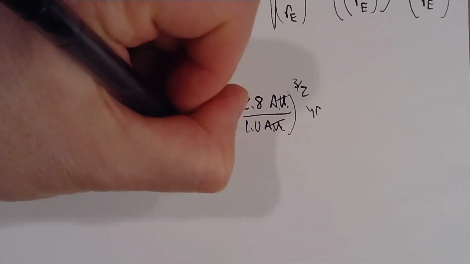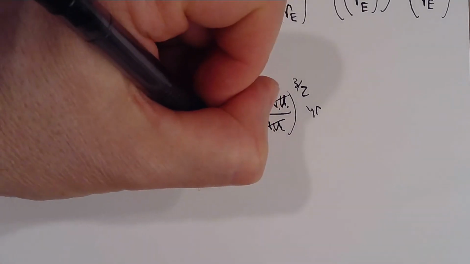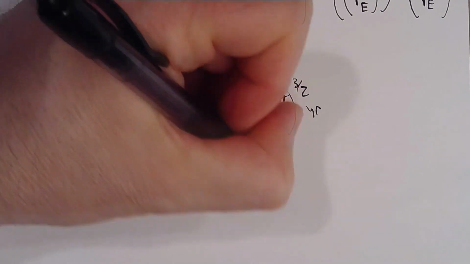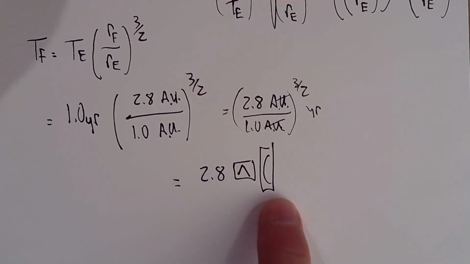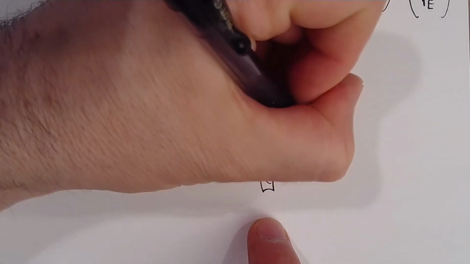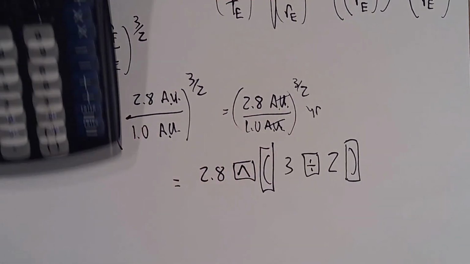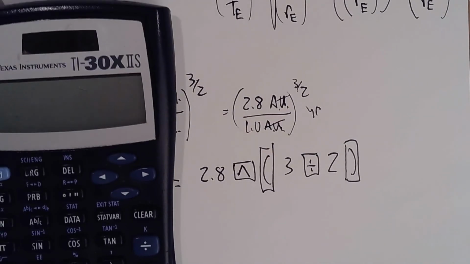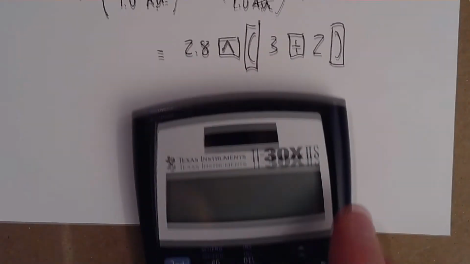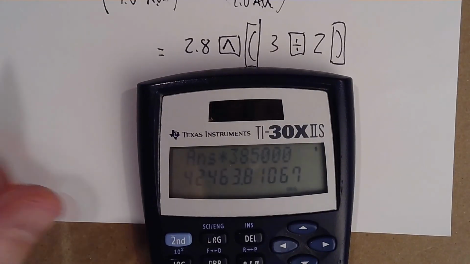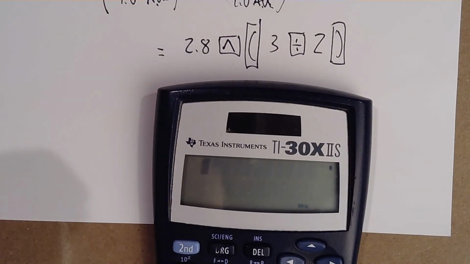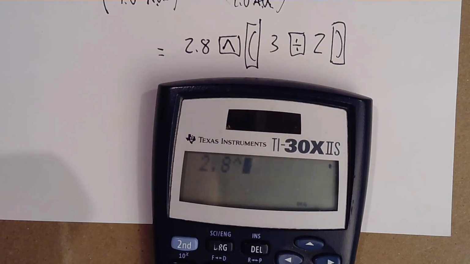So if I was typing this in, I would say 2.8 times the quantity, open parenthesis, caret, not times, caret, 3 divided by 2. Now again, you might be saying, transparent physics, couldn't you just type in 1.5? And yeah, you could. I just want to be consistent on the solution protocols here. So we don't have to do anything else. It's just 2.8 caret 3 divided by 2.